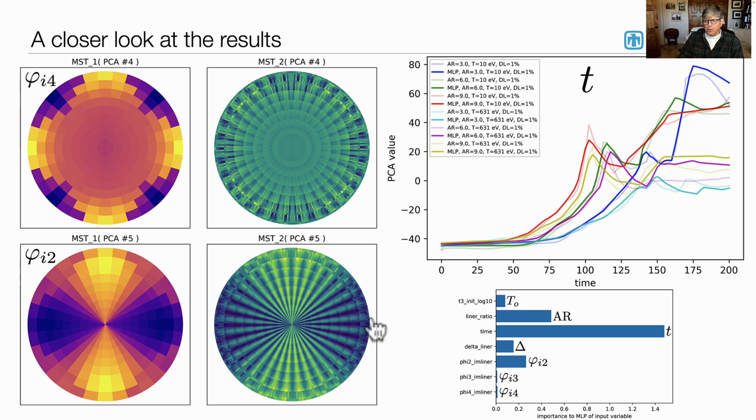I now call your attention to the upper right-hand corner. This was done for 3 different aspect ratios or accelerations, and also for 2 different adiabats, a less aggressive and a more aggressive adiabat. I call your attention to the thinnest liner, the first pair to converge. This is also, again, the evolution for the first principal component.